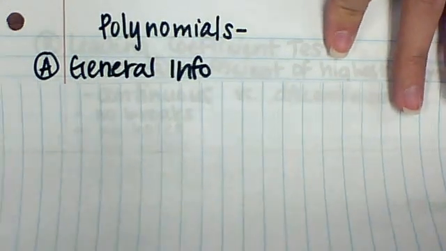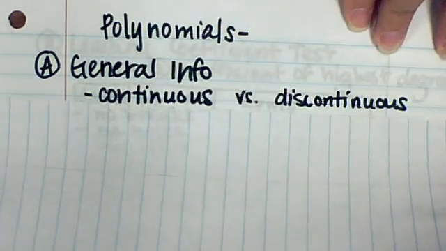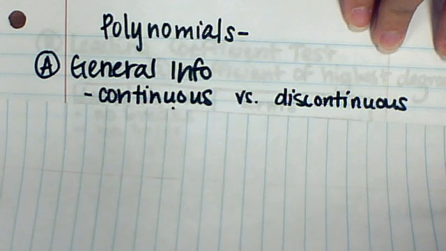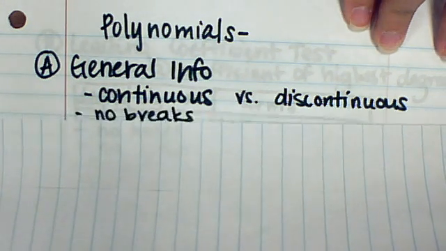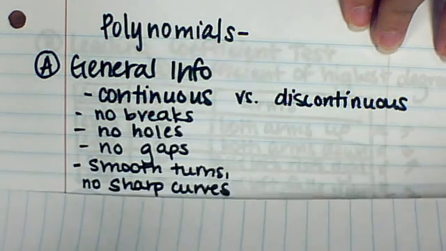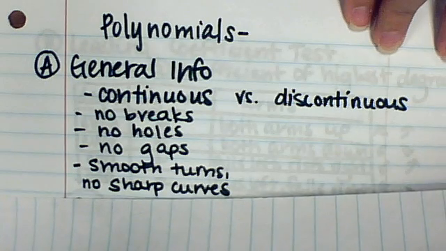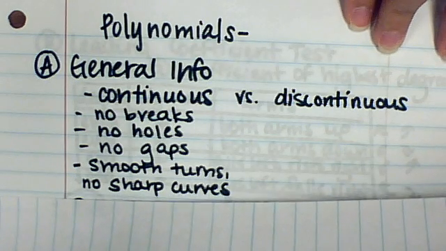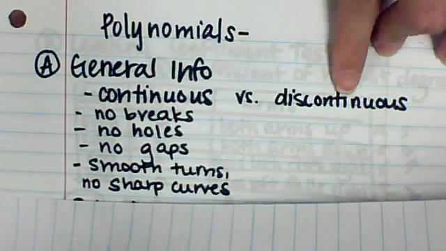Some general information that we need to understand is that a graph of a polynomial could be what is called continuous, or it could be discontinuous. Continuous should make sense to you. What it means is that there are no breaks, no holes, no gaps, smooth turns, no sharp curves allowed. So basically it's just one continuous line. If you think about your pencil, it wouldn't move too quickly in any direction or stop and be picked up, which is where discontinuous would happen.